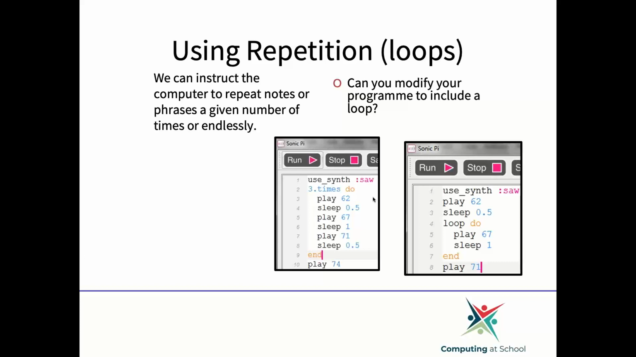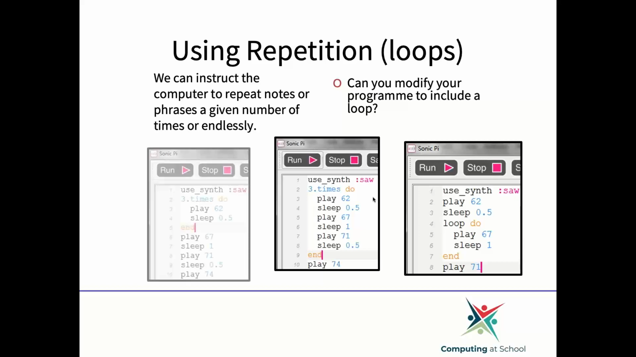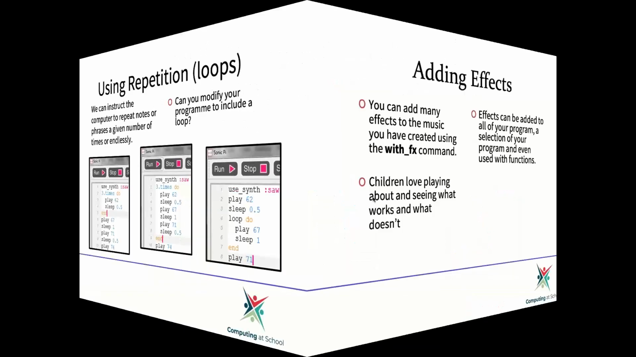So they've got their very basic piece of, say, Star Wars music, and they can start to remix it, really. So they can start using repetition in here. Down there you can see it says use synth, and then it's got 3 times do. That just means repeat it 3 times. On the one on the right hand side, you've got loop do. That means just repeat it forever. And already they're starting to think about creating their own piece of music. So a bit of repetition, very year 4, I suppose.